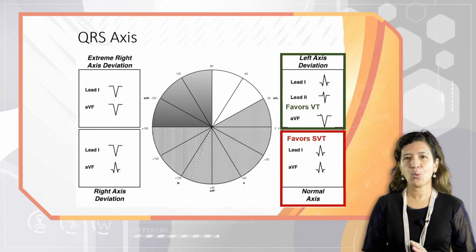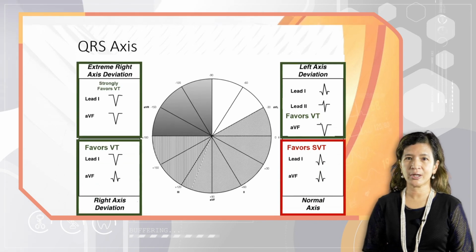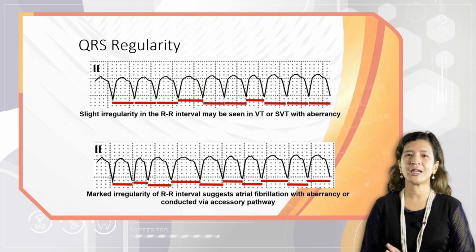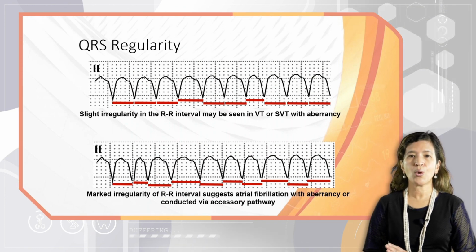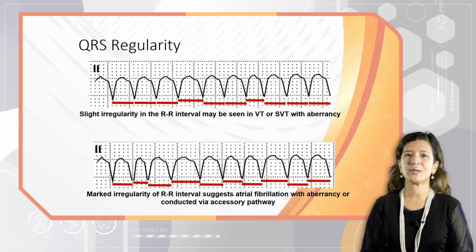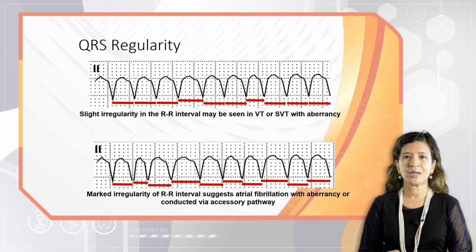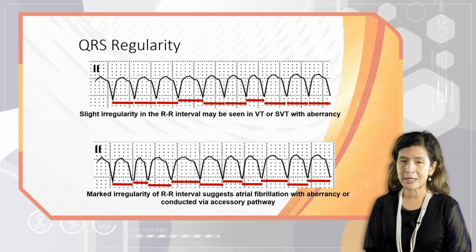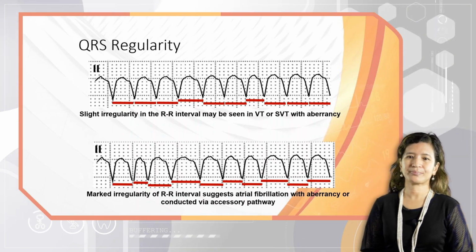Regularity. If the wide QRS tachycardia is regular, then it is likely either ventricular tachycardia in 80% of cases or supraventricular tachycardia with aberrancy in 20% of cases. If it is irregular, then as mentioned earlier, it is probably atrial fibrillation.